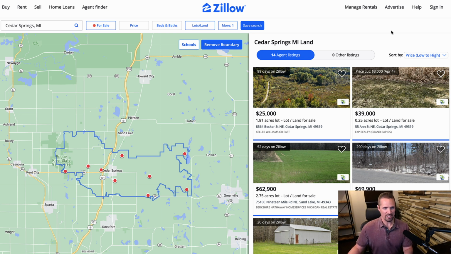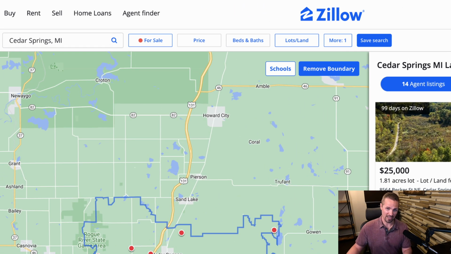And the first thing you want to do once you find whatever market you're looking at is start using these filtering options they give you up here. And these are actually extremely useful if you know how to use them. So anytime you're trying to appraise any property, what you want to find are comparable properties that have sold usually anywhere from 6 to 12 months in the past.